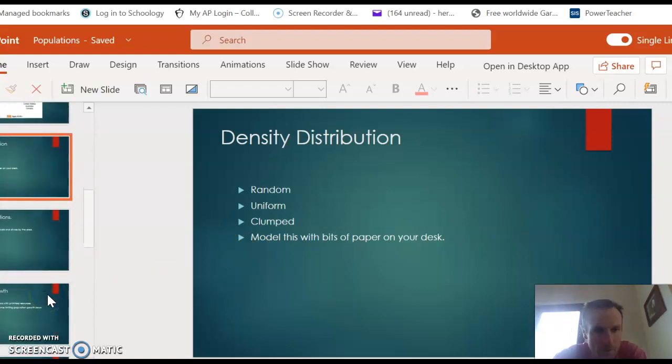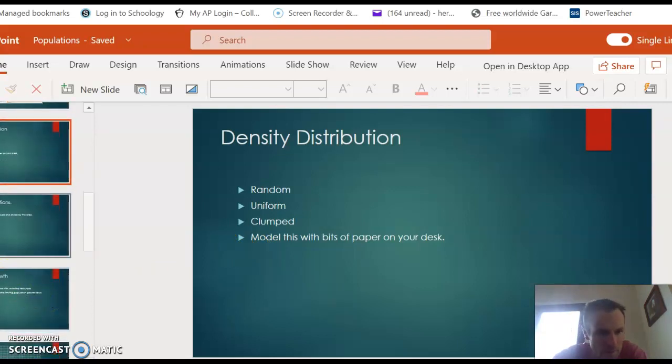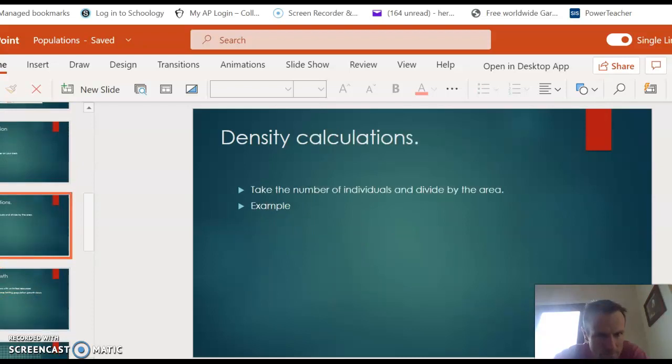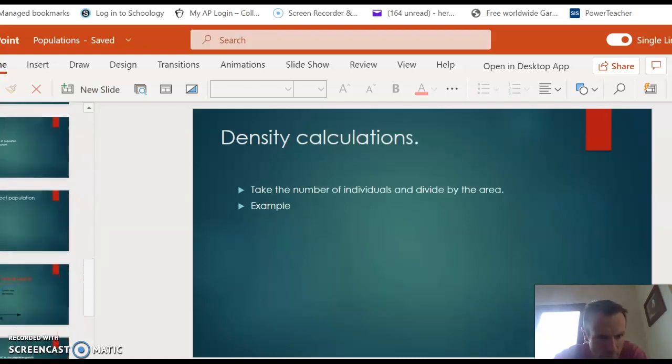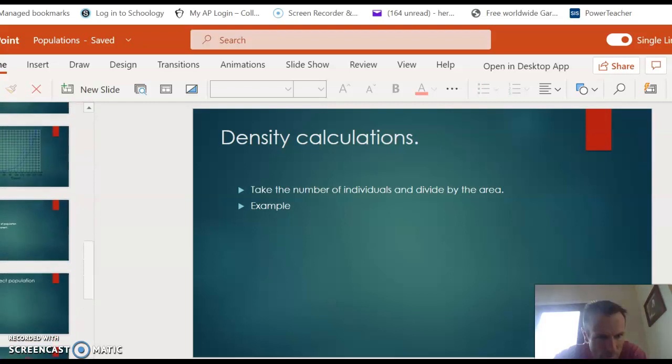Uniform would be, well, I think I have some examples actually down here a little further. Maybe not.